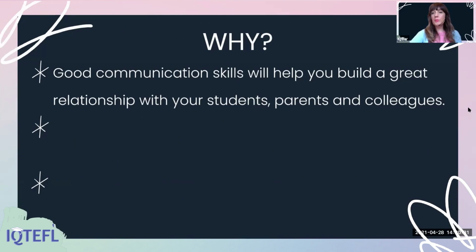So good communication can help you build skills that will build a great relationship between your students, with your parents, and with your colleagues. Okay, so it's really important. I've worked in many different schools, and I've worked with schools with excellent communication, and then I've worked in some departments where communication was not good, and it was a constant problem that was going on. And I can tell you there is a big difference.